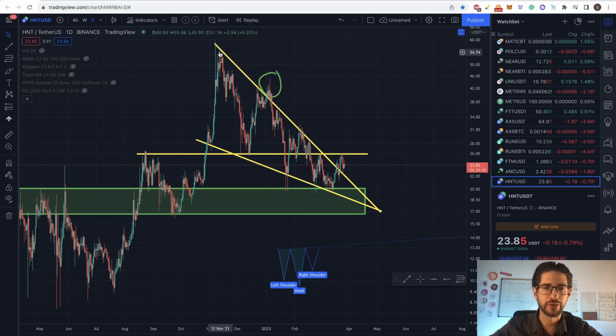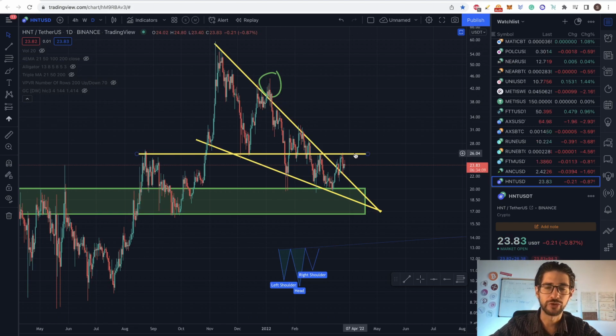Besides the fake out, you can see all these wicks and bodies, all the touches on this resistance line. And recently we broke it here. We held the resistance at this other yellow line, which is very important, the $26 range, because it was resistance here, very important support here, and previously was a high top in August 2021 as resistance.